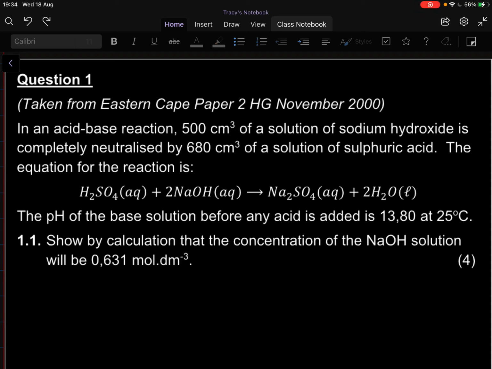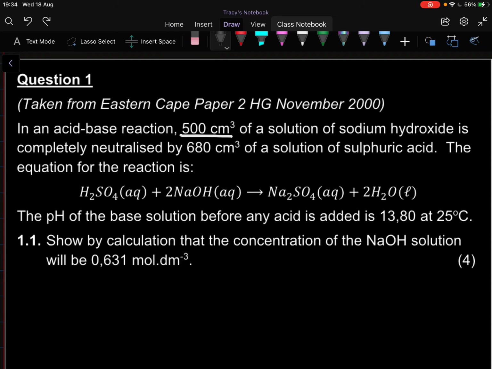So they tell us in an acid-base reaction, 500 centimeters cubed of a sodium hydroxide solution is completely neutralized by 680 centimeters cubed of a sulfuric acid solution. The equation for this reaction is H2SO4 plus 2 NaOH. So they've given us the balanced equation, makes life a lot easier for us. And it gives you sodium sulfate and water, right?